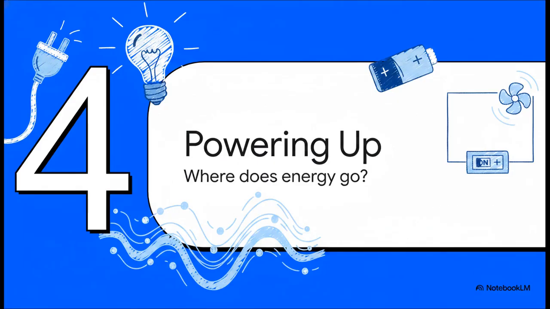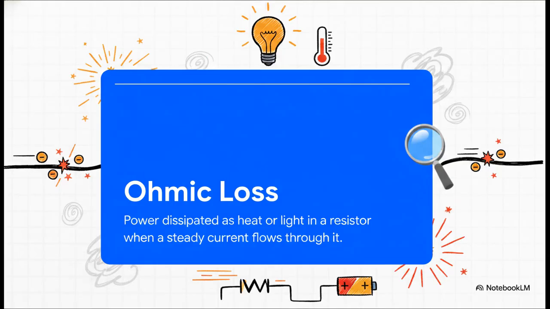All right, Section 4, powering up. Where does the energy actually go? Let's look at the math of that energy transfer. We call this ohmic loss, where power equals V squared over R, or alternatively, power equals I times V.